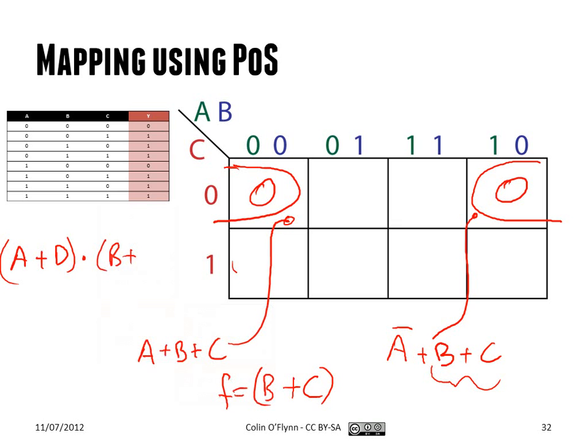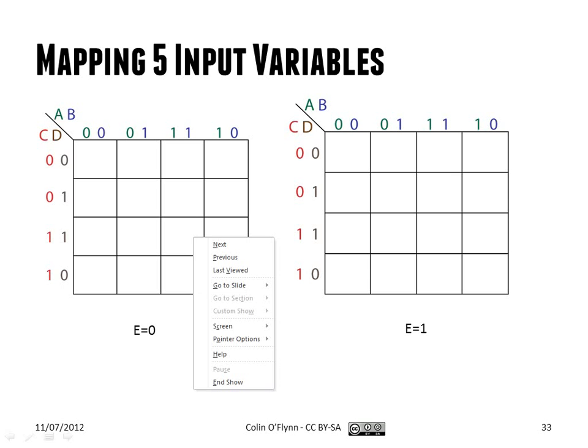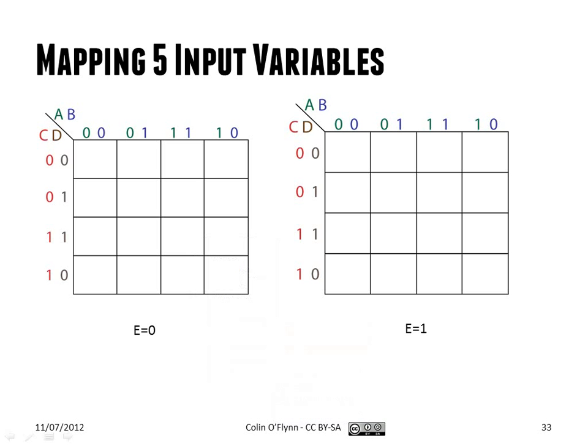So typically, if you have only a few zeros, as in there's lots of ones, the product of sum term will be faster. And the final thing to discuss, and this is where the idea of wanting to minimize the number of terms to think about comes in, is that we can use these maps for even something like a 5-input variable. I won't actually be using this much in class because it can get crazy very fast.